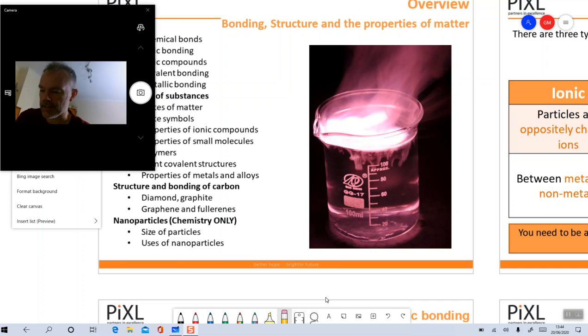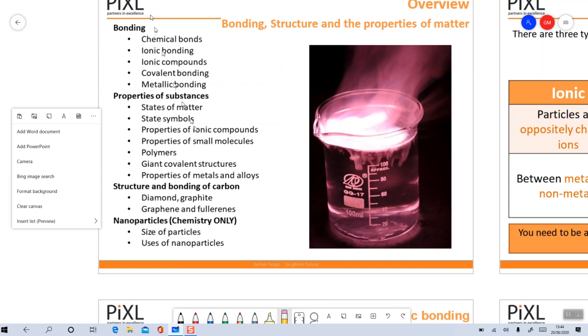So we're going to be looking at topic C2, bonding: ionic bonding and covalent bonding and how that works. I'm going to share that with you on the whiteboard. So what I'm going to do is get rid of this camera so I can talk to you properly.